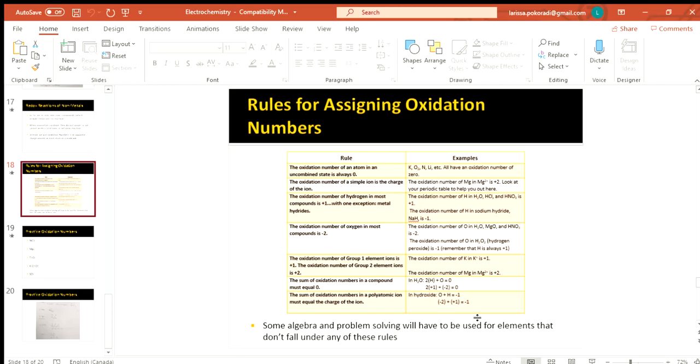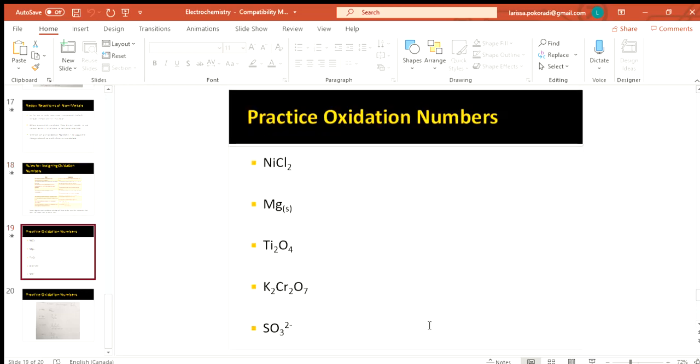So quite a few rules. Most of them just kind of make sense, or they seem obvious, and we've made a rule for it. And then if we have some elements that don't fall under any of these rules, like maybe transition metals usually, or some nonmetals like nitrogen, we have to look at using some algebra. So a few examples, maybe you want to pause it now before we go to the next slide, because it's actually our last slide, and go through the rules and assign every different element here an oxidation number.